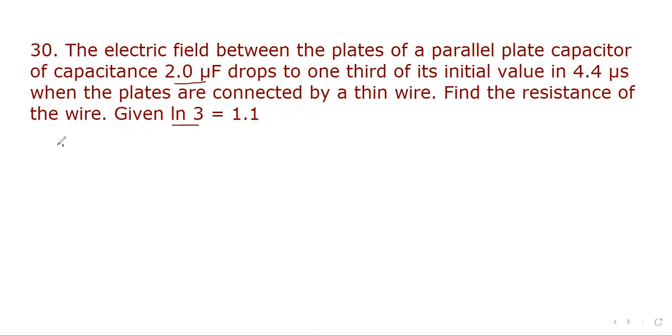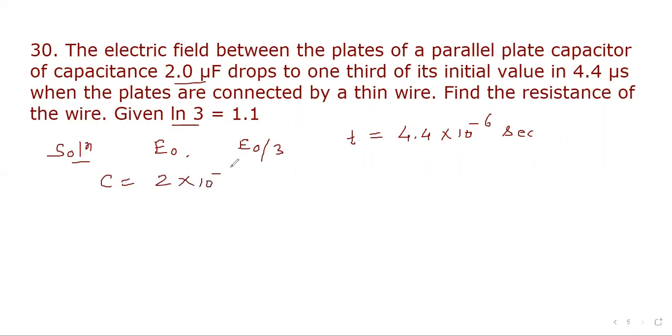So here we are given E0 in the beginning, and later on it becomes E0 upon 3, because it drops to 1/3 of its initial value. The electric field between the plates of the parallel plate capacitor drops to 1/3 of its initial value. It means the initial value is E0, and later on it becomes E0 by 3. Time is given as 4.4 into 10 to the power minus 6 second. Capacitance is also given, C equal to 2 into 10 to the power minus 6 farad.